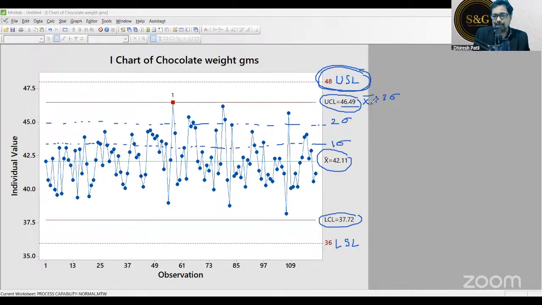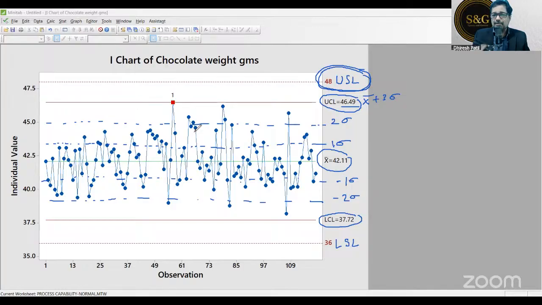And this is 3 sigma. Okay. And similarly, X bar minus also, this is minus 1 sigma. Then this is minus 2 sigma. And this is minus 3 sigma. So X bar plus 3 sigma and X bar minus 3 sigma. This way, these bands also can be created.